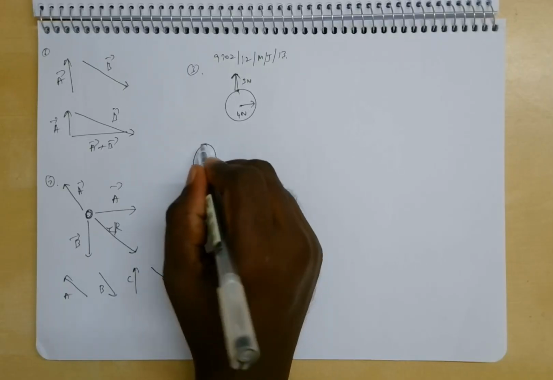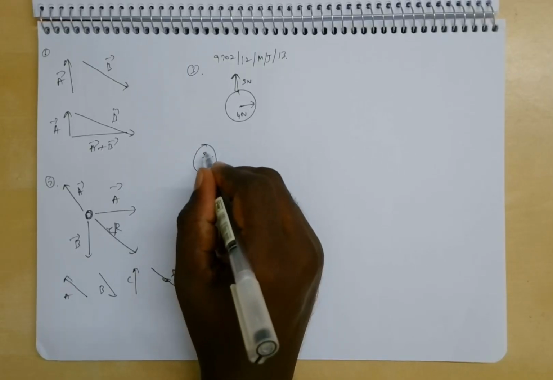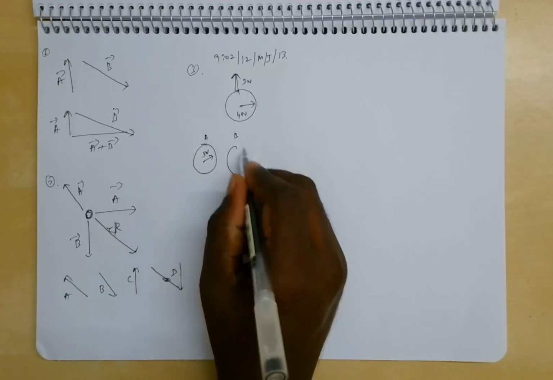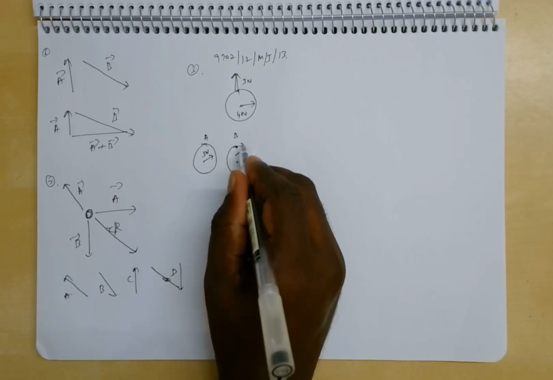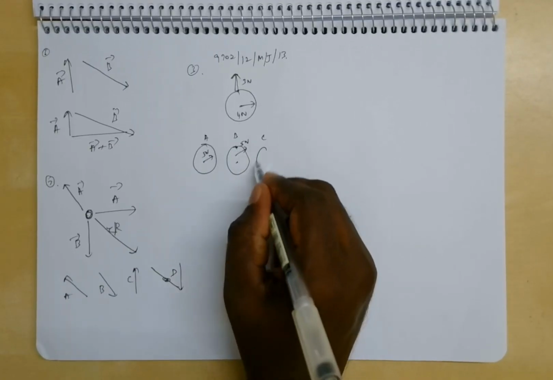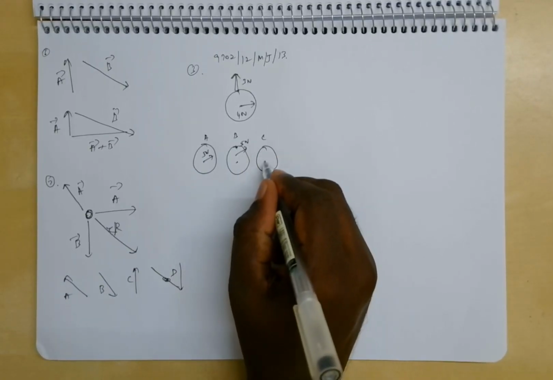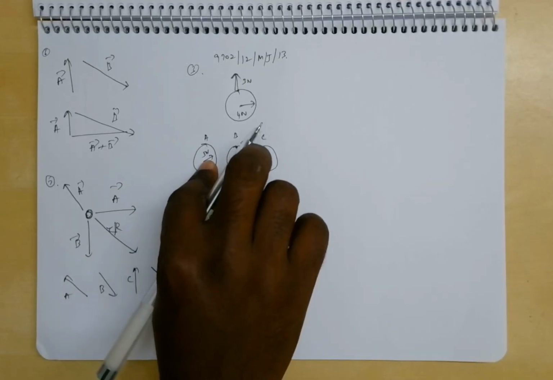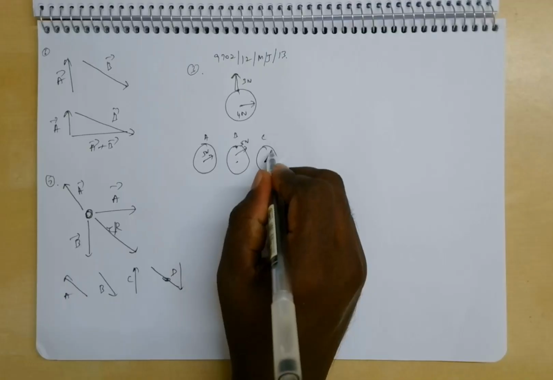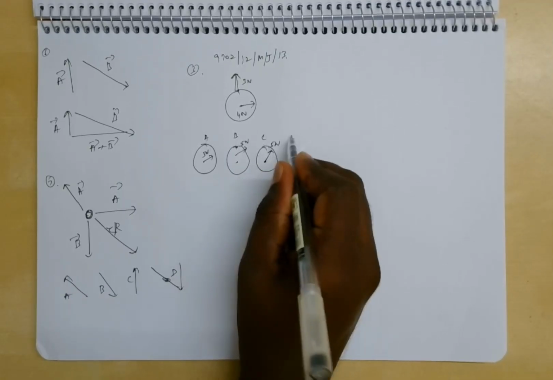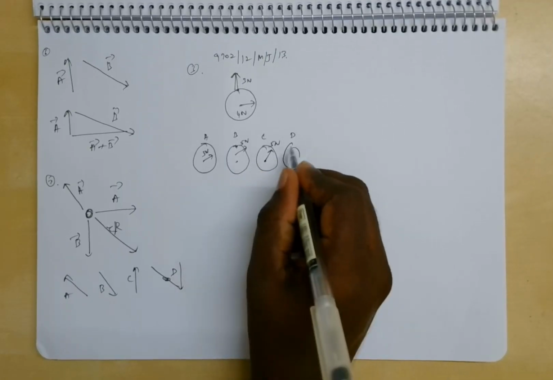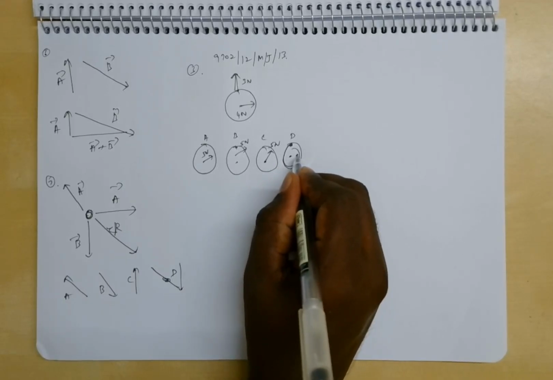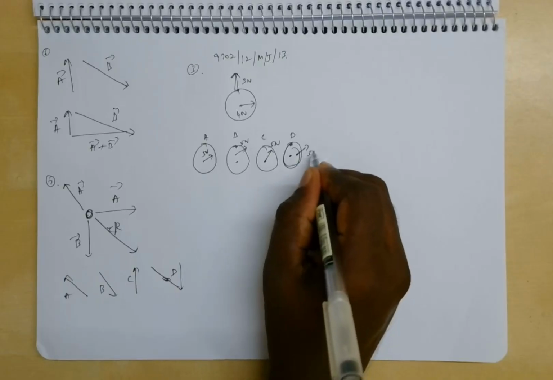So A is this 5 Newton. So B is this 5 Newton. C is this. So this is little horizontal, right, sir? So this is like this 5 Newton. D is this, not in the center, 5 Newton. What's the answer?